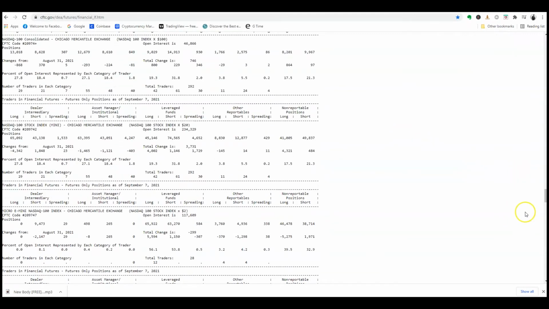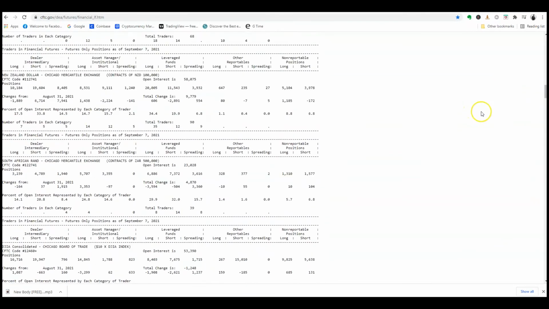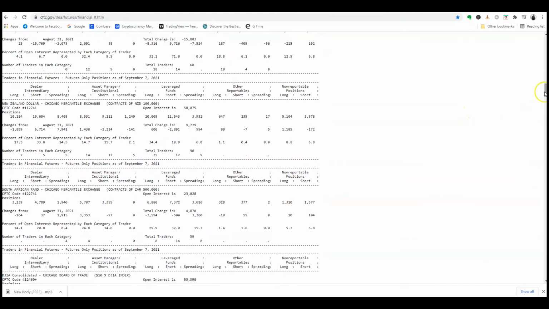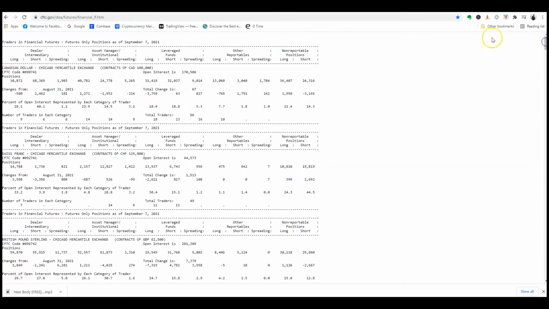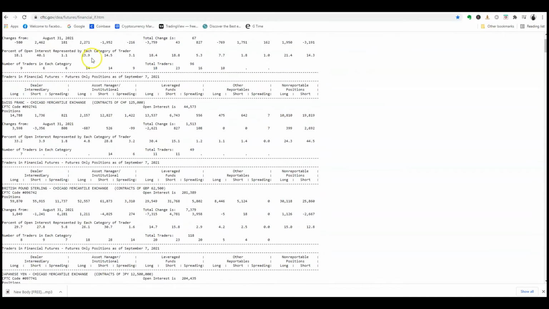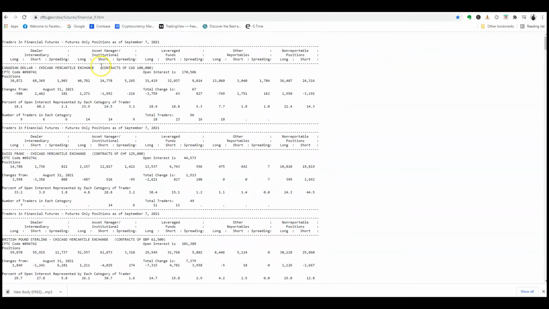every week. You know, so they update it between Friday night and Sunday morning, and the report pulls up like this, right? So you're looking at what positions the institutions are showing. So if you look at the Canadian dollar, right, and we're looking at the dealer intermediary positions, and the asset manager institutional positions.